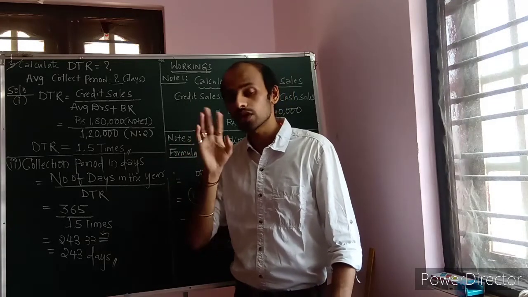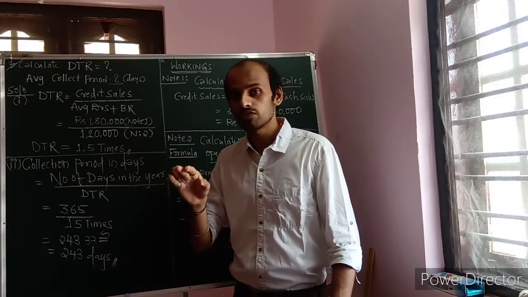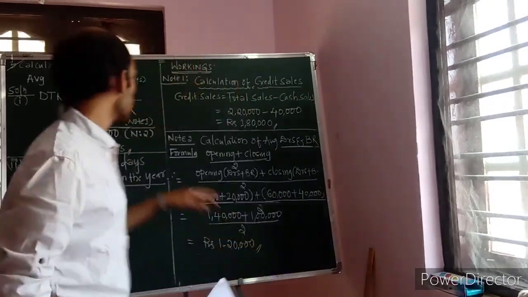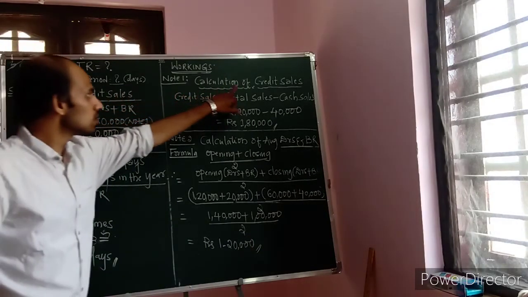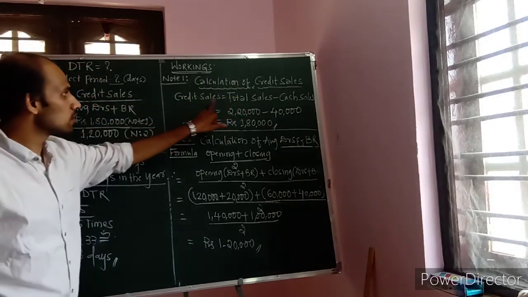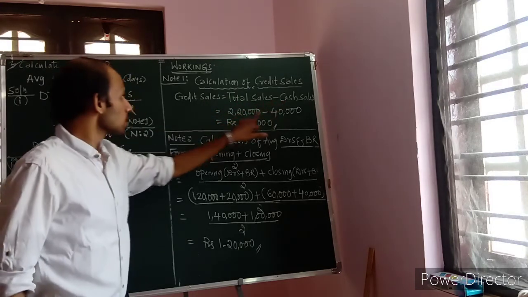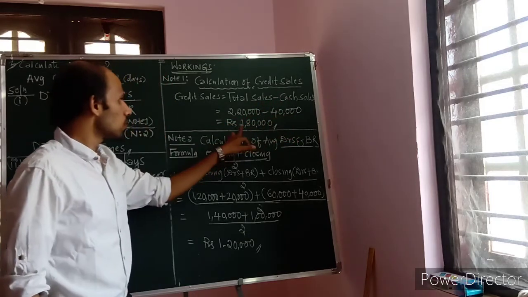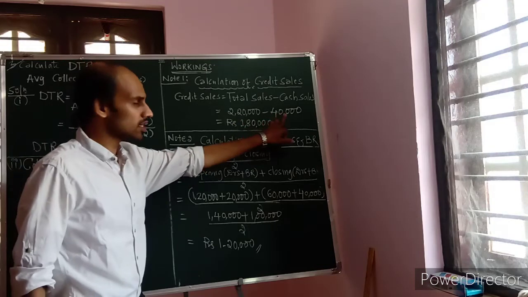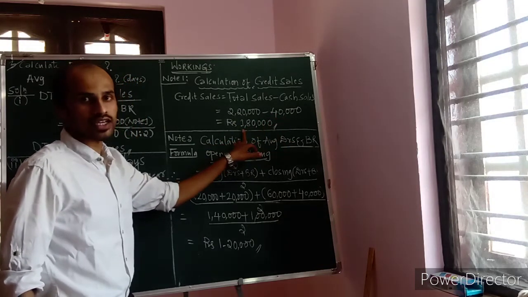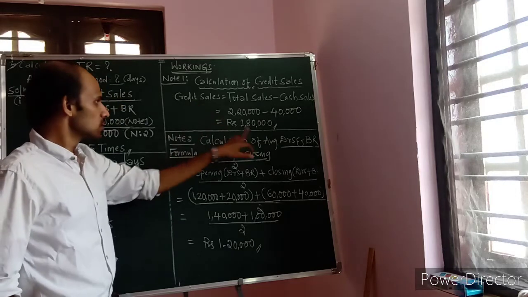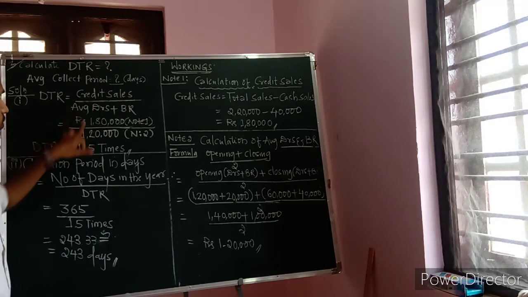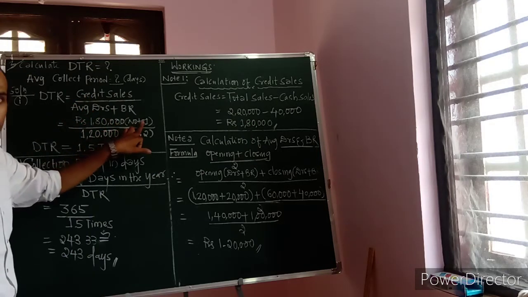That is, they have given total sales. Then from that total sales, we need to deduct the cash sales. Cash sales is also given in the problem. So in order to calculate the credit sales, we go for working note number 1. That is, credit sales equal to total sales minus cash sales. Total sales is 2,20,000. From that we are deducting cash sales of 40,000. If you deduct 2,20,000 minus 40,000, you will get 1,80,000 rupees as credit sales. This 1,80,000 rupees should be taken here. That is, credit sales equal to 1,80,000. Refer working note number 1.